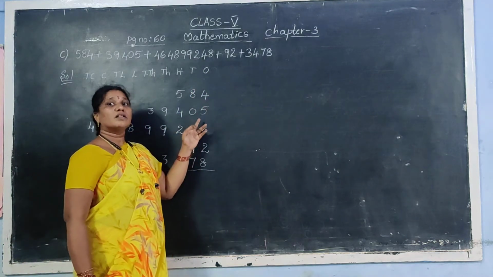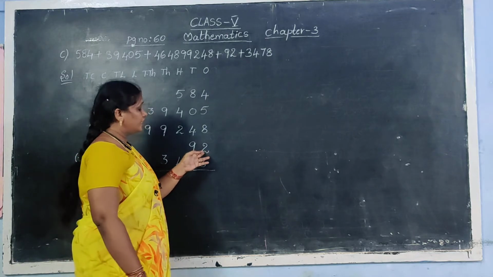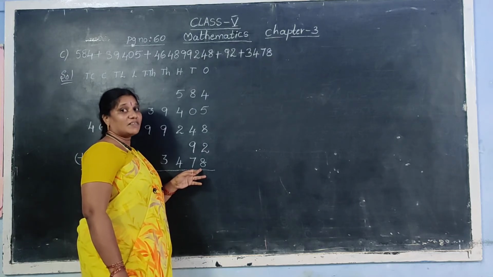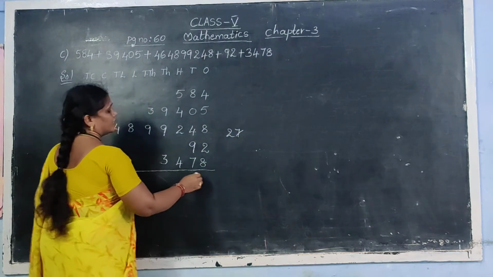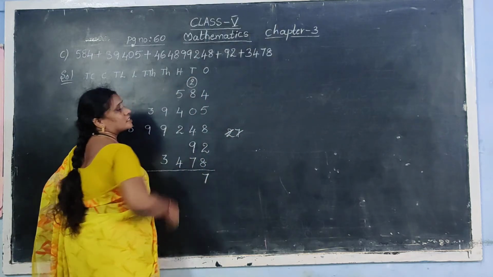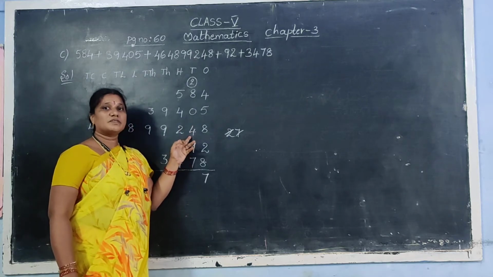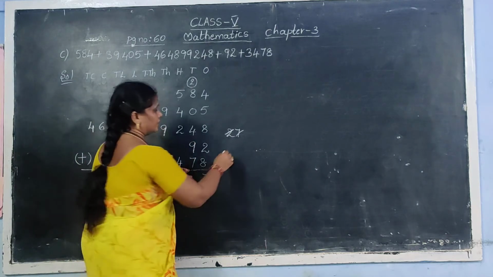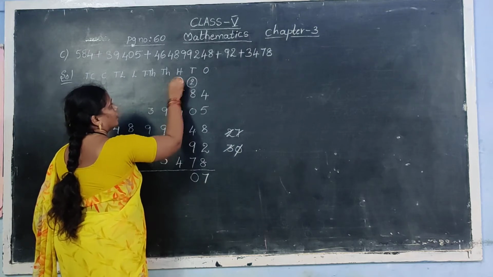First, start with the ones place. 4 plus 5, 9. 9 plus 8, 17. 17 plus 2, 19. 19 plus 8, 27. Write 7 in the answer, carry 2. Next place: 8 plus 2, 10. 10 plus 0, 10. Plus 4, 14. 14 plus 9, 23. 23 plus 7, 30. Write 0 in the answer, carry 3 to the next place.